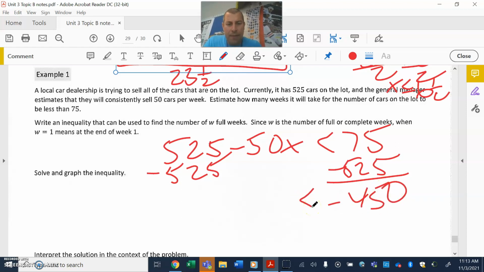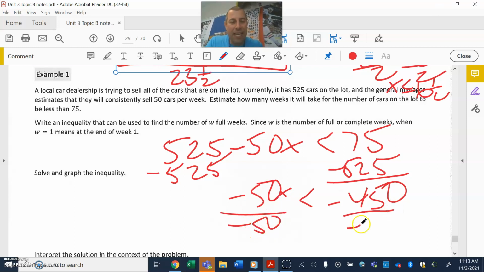Less than, and then I've got my negative 50x. Now, this is when I'm like, oh, this is okay. Because I'm dividing by a negative 50. And a negative divided by a negative is a positive. All right, so there's my 9. I did divide by a negative, so I need to flip my inequality symbol. So it needs to be greater than 9 weeks.